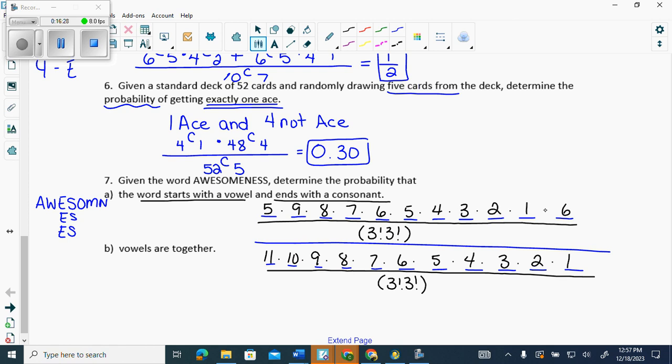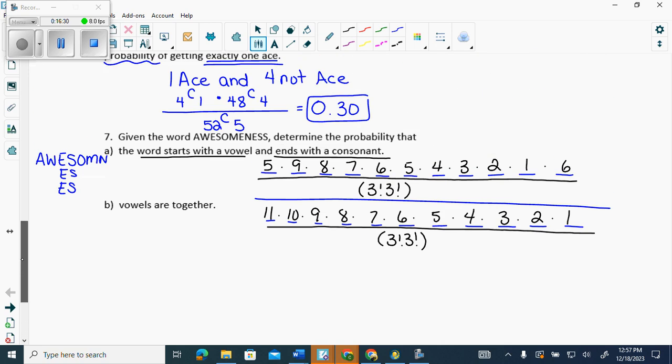So technically on the top, we have 5 times 9 factorial times 6 over 3 factorial, 3 factorial, all over 11 factorial divided by 3 factorial, 3 factorial. Could they make the 9 and the 5 join and make a 30?